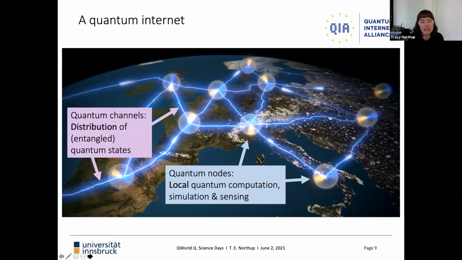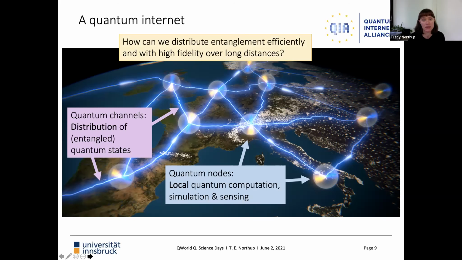Certainly there are tasks for quantum computation that require fewer resources. If you can send, for example, even polarization states of single photons, you can already distribute keys or establish secret keys between remote parties. Here, though, we want to harness the full capabilities of quantum communication, and that's going to be about being able to distribute entangled states. So the question I want to ask is, how could we distribute entanglement efficiently and with high fidelity over long distances? That is, how can we really preserve this entangled nature?